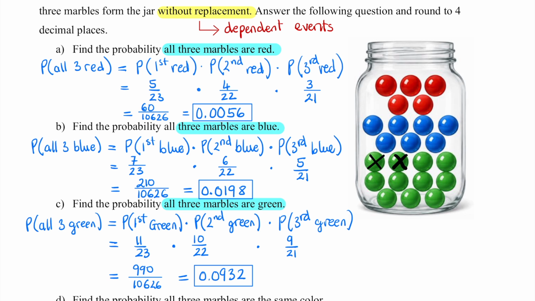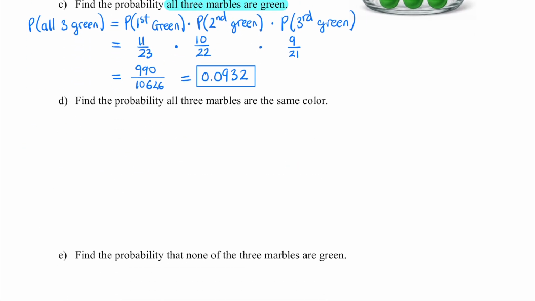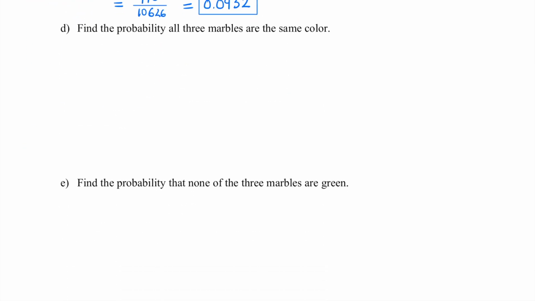Now, let's move to a question that combines several probabilities. Part D. I want to find the probability that all 3 marbles are the same color. Let's think carefully about what this means. There are 3 ways this can happen: all red, or all blue, or all green.